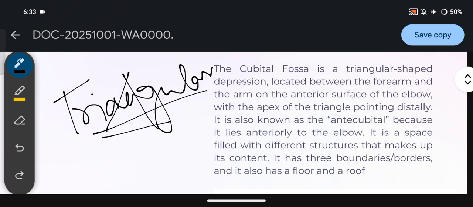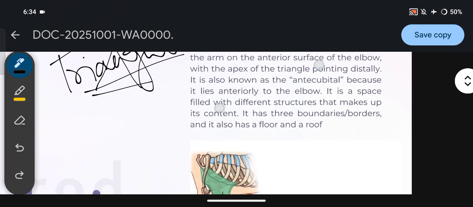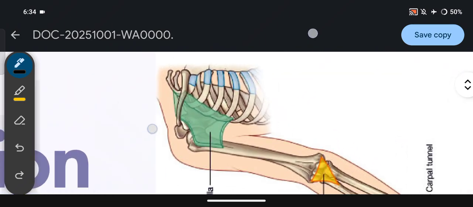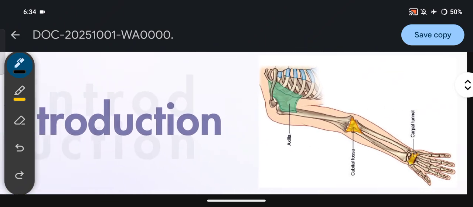and it is a space filled with different structures that make up its content, and it has three boundaries or borders, and it also has a floor and a roof. If you see the diagram, you can see here this is the cubital fossa. This is the diagram of cubital fossa.